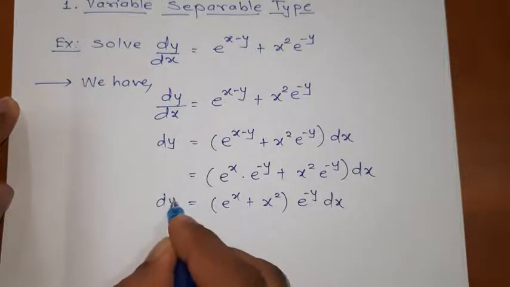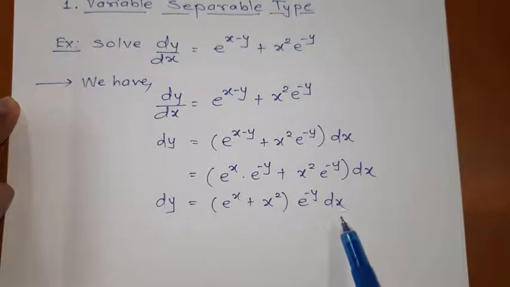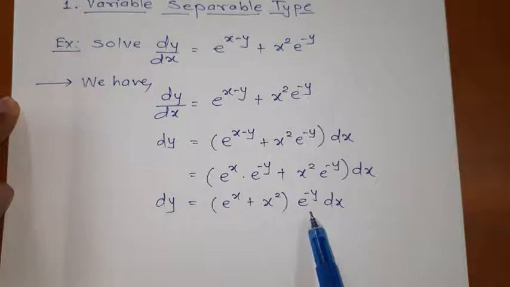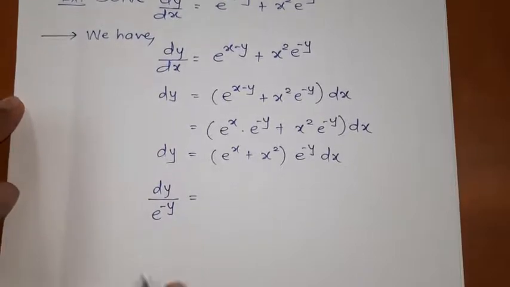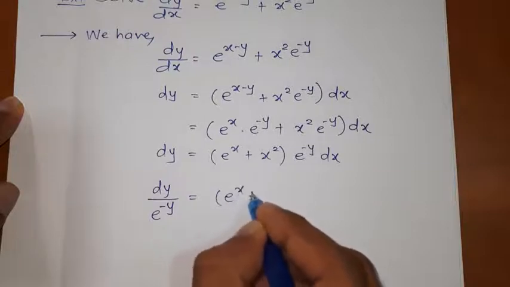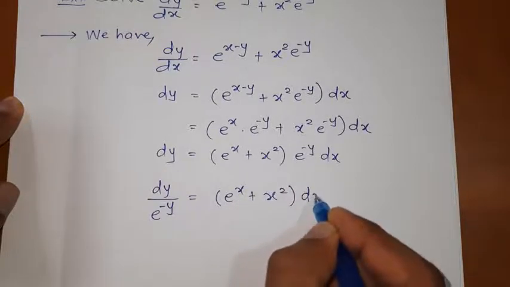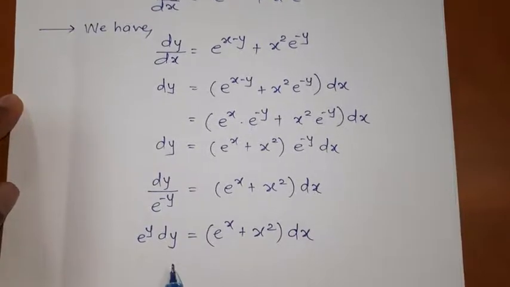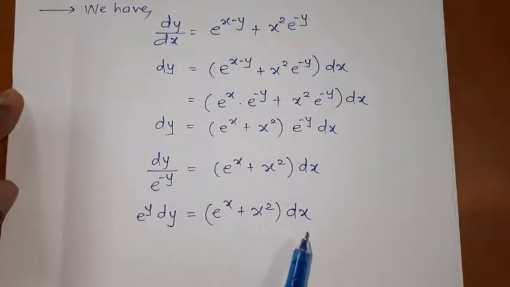On this side we have dy. Since dx is here, the bracket having all terms of x should be on this side. So e raised to minus y I can shift to the other side. Therefore dy upon e raised to minus y is equal to e raised to x plus x square dx. This e raised to minus y has a negative sign, so if you shift it to the numerator it will have a plus sign. So e raised to y dy is equal to this. Now we have separated the variables: all terms of y on this side, all terms of x on that side.